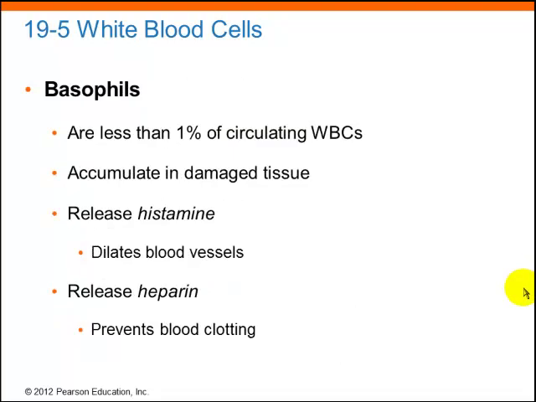Basophils are the least common of the circulating white blood cells. We see that they accumulate in damaged tissue. We know that they release histamine and heparin. Histamine is important to remember because it dilates blood vessels. It's a vasodilator. Heparin is important to remember because it inhibits clot formation.